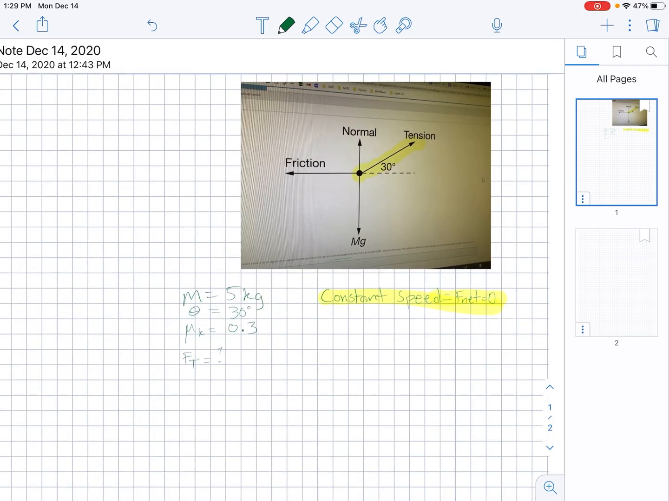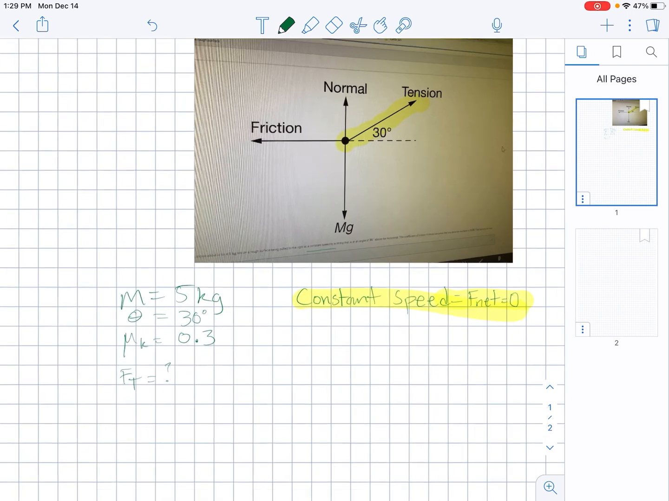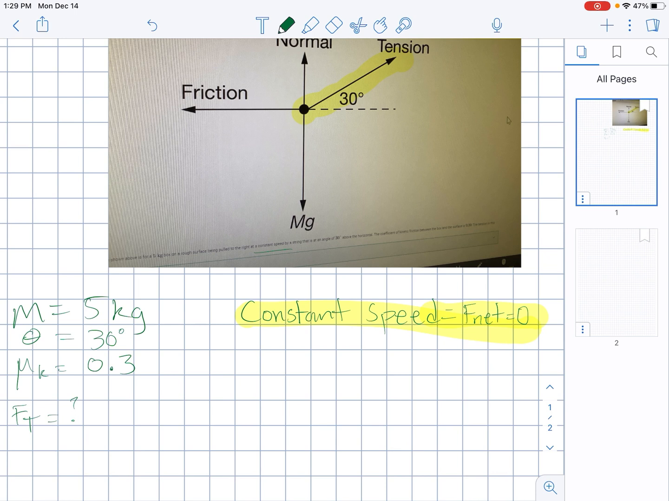One other thing, once you've defined your variables and drawn your free body diagram, which we're already given, is to determine what type of motion we have. In this problem, we know that the object is moving in the x direction with constant speed. That's important. It's important to know if we're moving with constant speed or if we are accelerating. Constant speed tells us that the net force is 0, which means that our frictional force is going to be equal to our tensional force in the x direction.